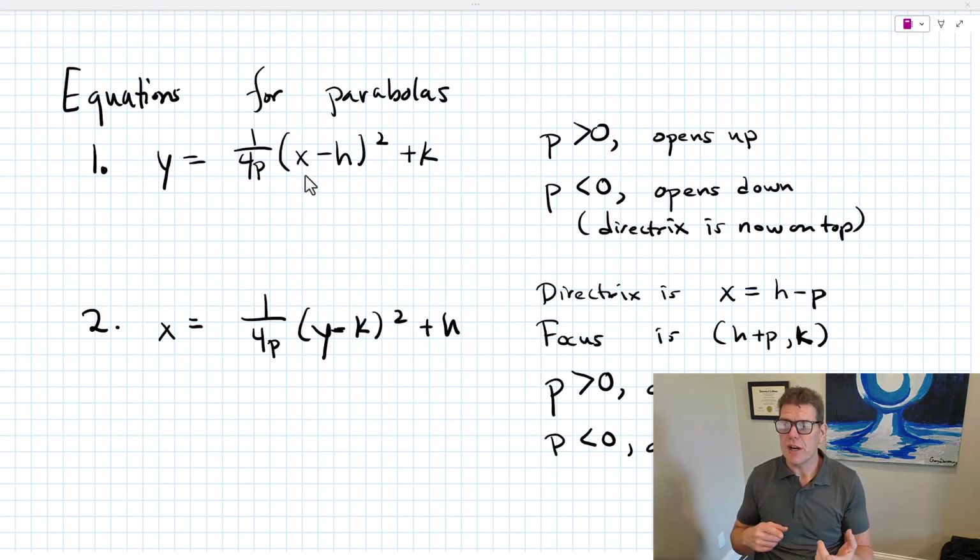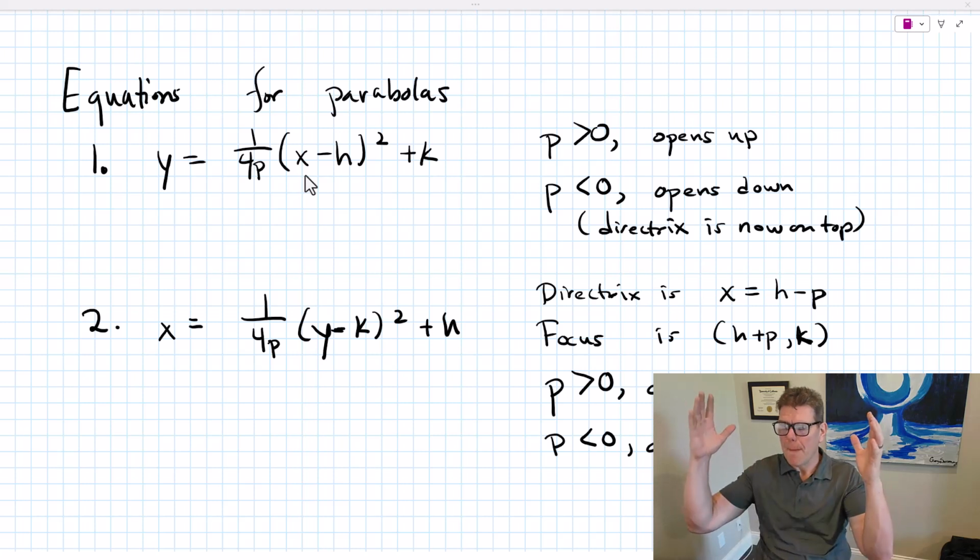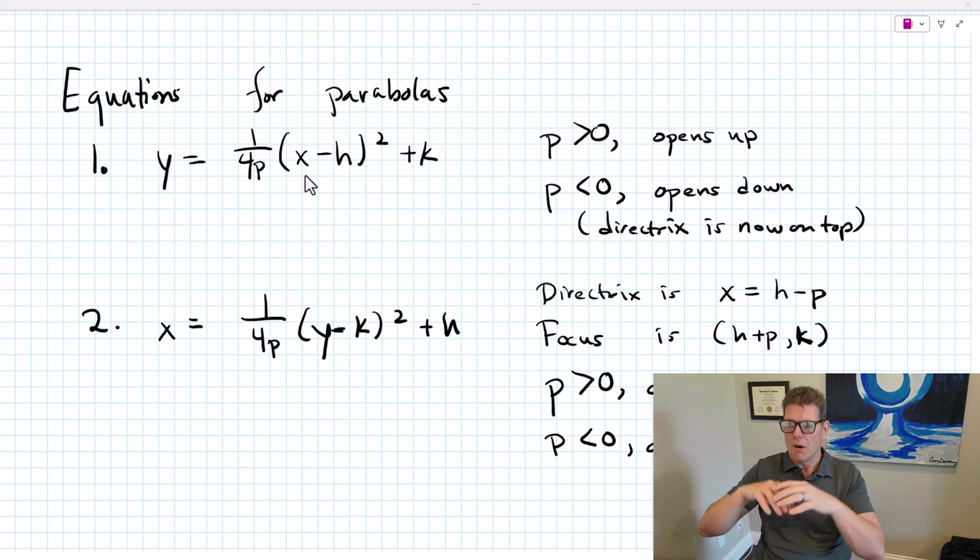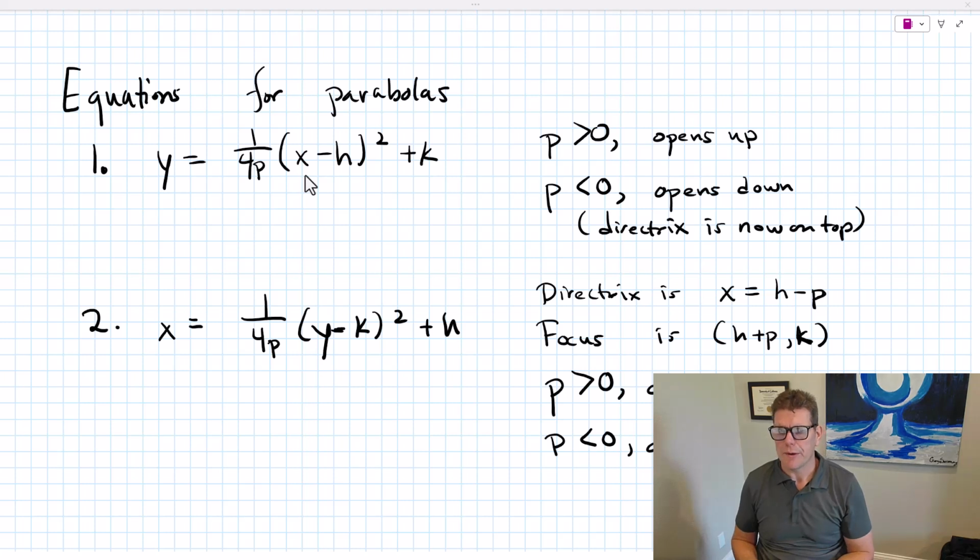If p is greater than 0, then that parabola is going to open up. If p is less than 0, then the parabola is going to end up opening down. (h, k) is going to be our vertex, and p is going to be the distance from our vertex to either the directrix or the focus.